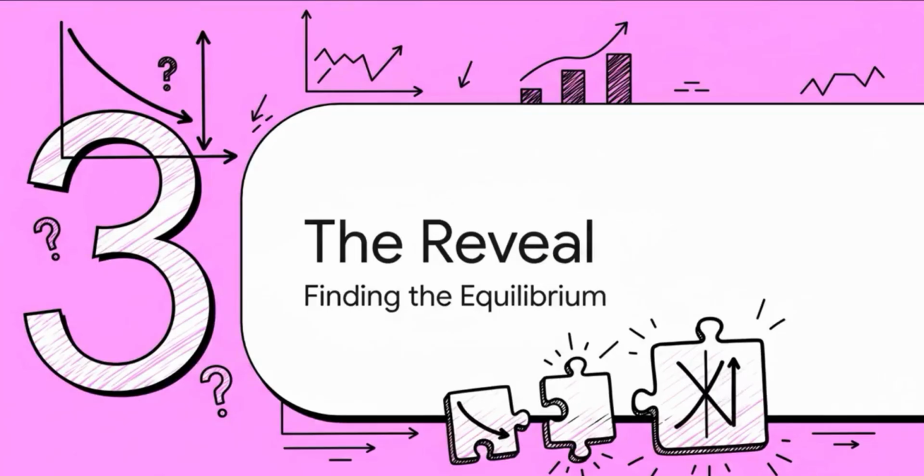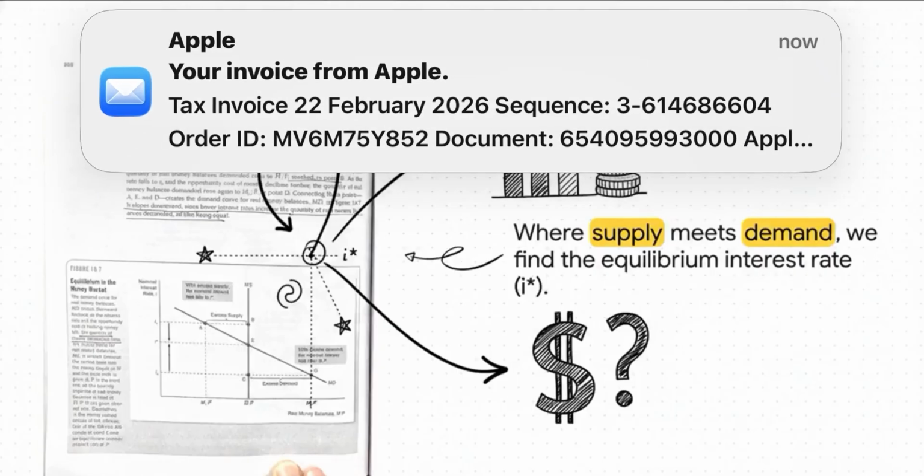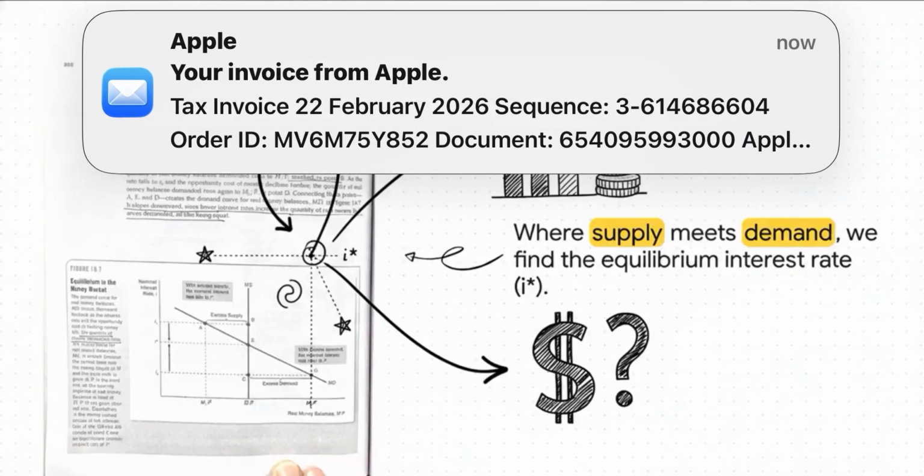Now for the big reveal. Let's put these two clues together and finally solve this puzzle. And boom, there it is. The interest rate is set right here, at point E, where the supply of money crosses the demand for money. This sweet spot is called the equilibrium.